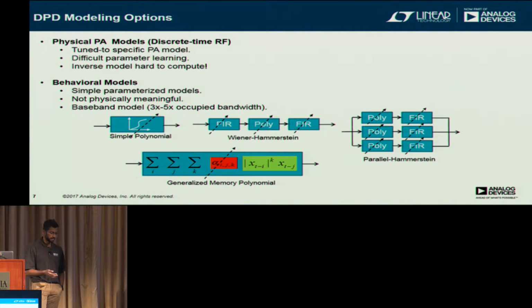One thing to understand here is that there's a difference between true RF, discrete, physical RF models of a PA versus a baseband approximation or a behavioral model of a PA. The baseband version is necessarily a little bit easier to learn, as opposed to the RF model, which obviously requires a lot more degrees of freedom. So most DPD solutions end up being behavioral models just because it's more realizable.